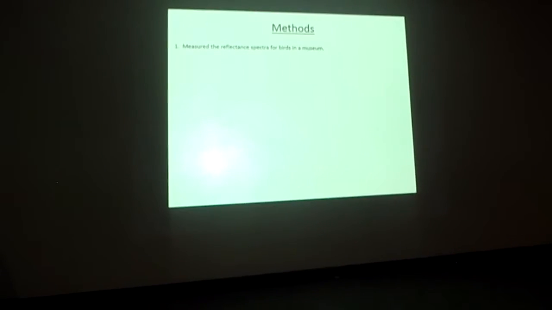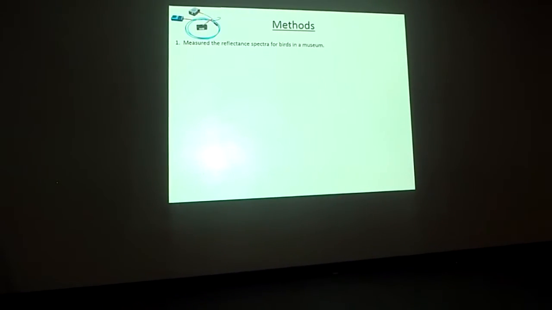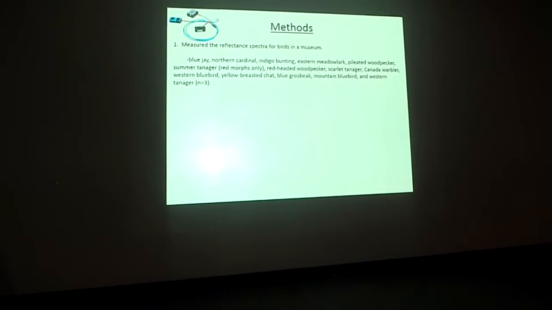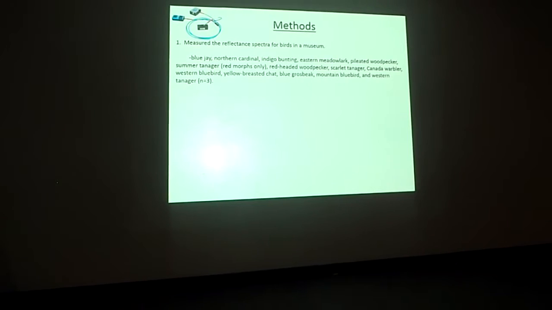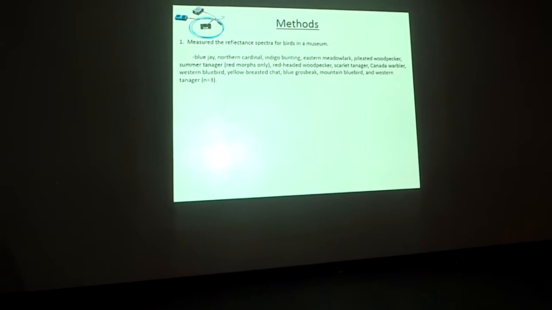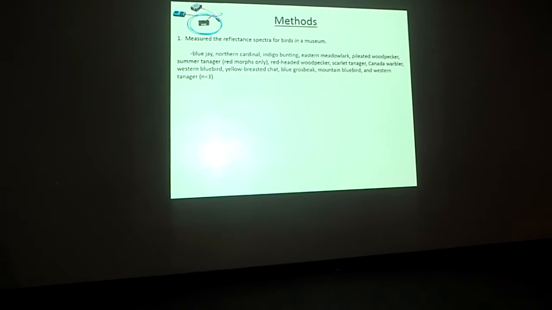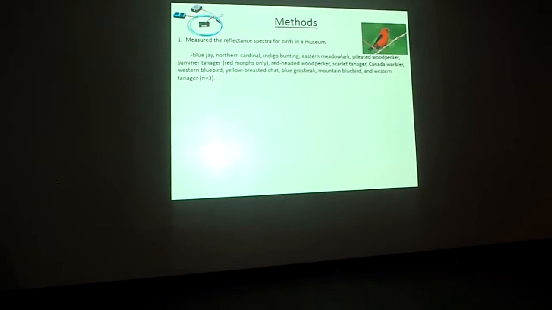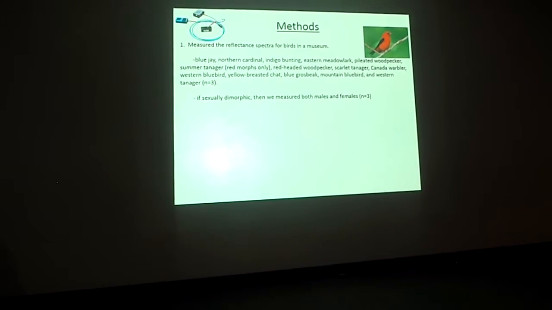Okay, so what we did is we measured the reflectance spectrum from birds in the museum, using Ocean Optics lamps and reflectance probes and all that. We used birds that were in the Illinois Natural History Survey, so these tended to be Midwestern birds, but we tried to get a bunch of birds that were bluish or red or yellow. We had females that were brown, and we did the black parts and the white parts. So we tried to do this as broadly as we could. Here's a scarlet tanager. If they were sexually dimorphic, then we measured parts on both the males and the females.